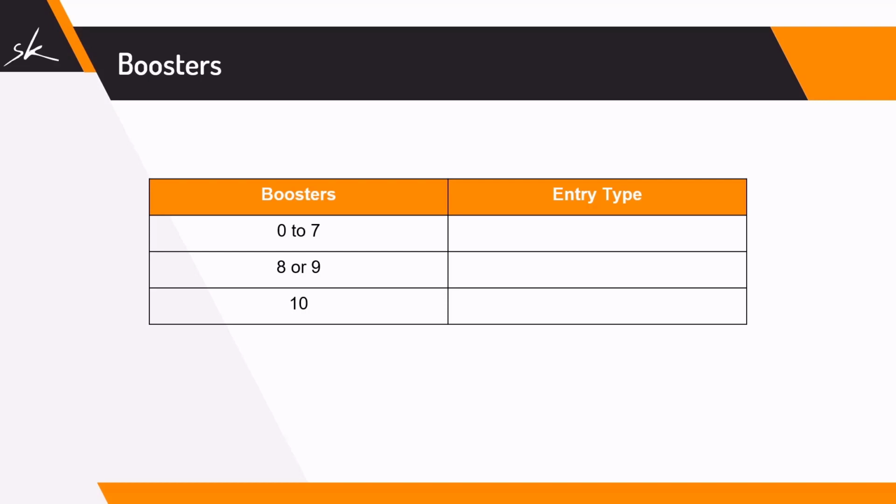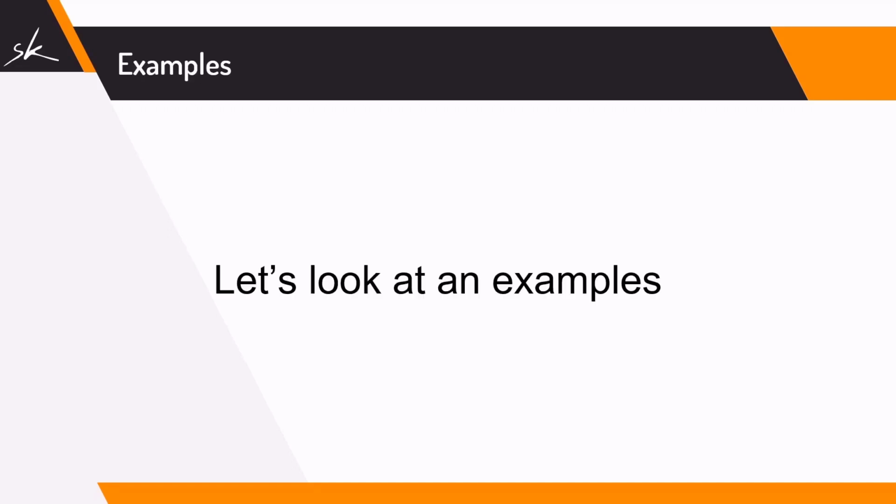Therefore, if the quality score of a zone is from 0 to 7, we will not trade the zone. If the quality score is 8 or 9, we can trade it as a type 2 or a type 3 trade. If the quality scoring is 10, we can take it as a type 1 trade. Let's look at an example.